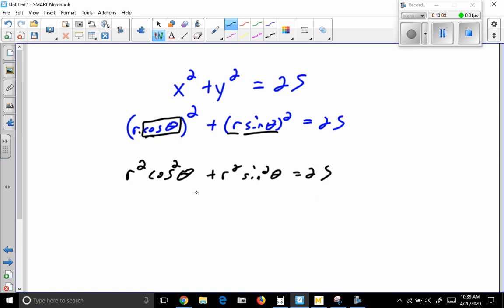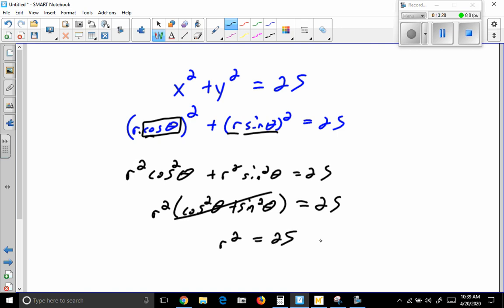On the left side, both terms have an r squared, so we can factor that out. And notice what's left in parentheses: we have an identity. Cosine squared plus sine squared is 1. So we're left with r squared times 1 equals 25, or if we take the square root of both sides, we get that r is plus or minus 5, or we could just say 5.